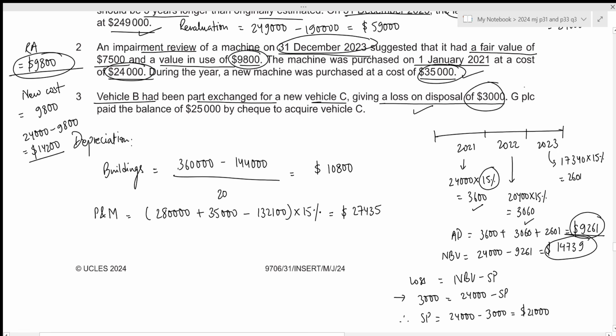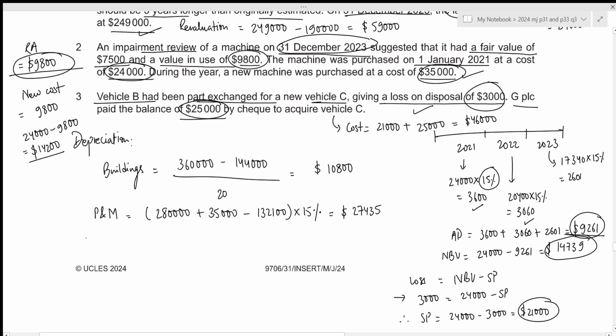Alright. Then GPLC paid the balance of 25,000 by check to acquire vehicle C. So for vehicle C, the cost is just going to be the part exchange value of 21,000 plus the check payment of 25,000. This results in the value of 46,000.